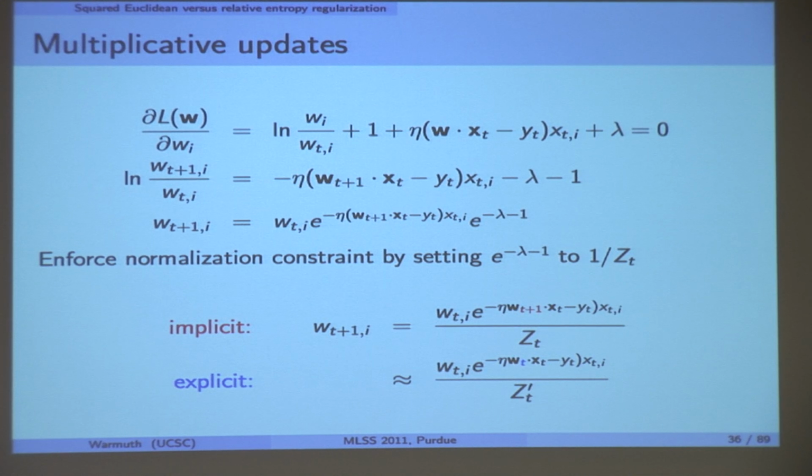Again, the implicit version: new weight equals old weight times e to the minus gradient at the future. And then here's the explicit one. Questions? So you see that different regimes use the same gradient but end up with a different update.